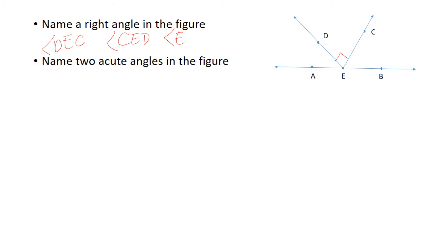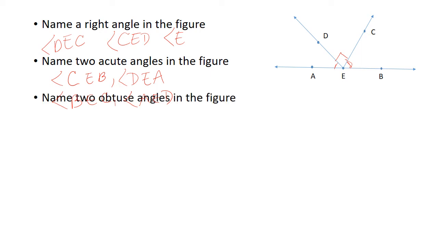Two acute angles. This one's going to be acute and this one's going to be acute. So as long as E is in the center, you could say angle CEB and DEA. Or you could say that it is angle BEC and angle AED, as long as E is in the center, because that's the vertex.